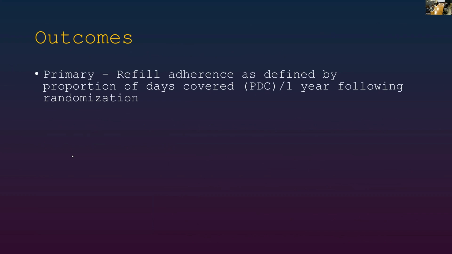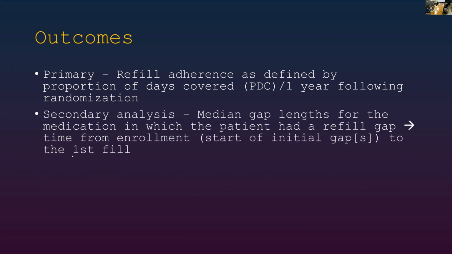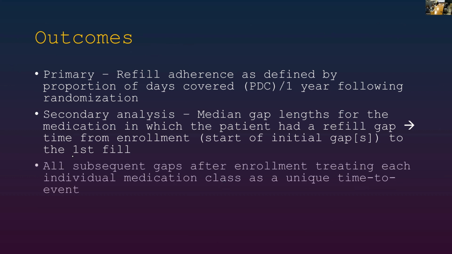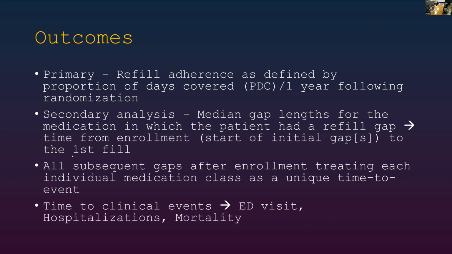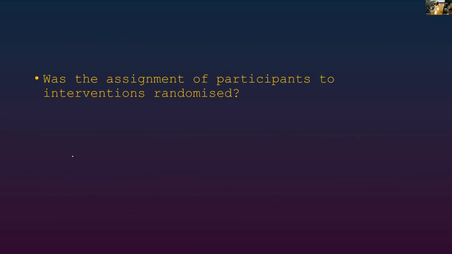So the outcomes that they looked at: primary outcome, refill adherence. So they looked at the proportion of days covered after the one year following randomization. Secondary outcomes, they looked at median gap lengths from the first initial refill. Then they looked at subsequent gap lengths and then time to clinical outcomes. So that was ED visit, hospitalization, mortality, and they did right censoring from death or end of follow-up.